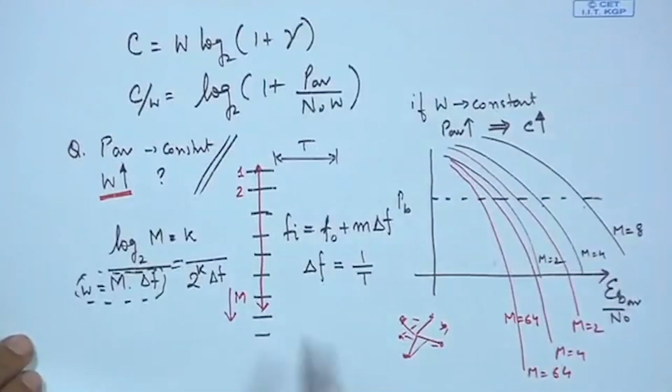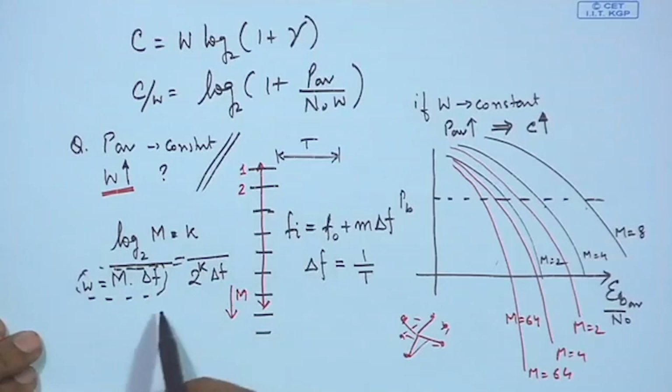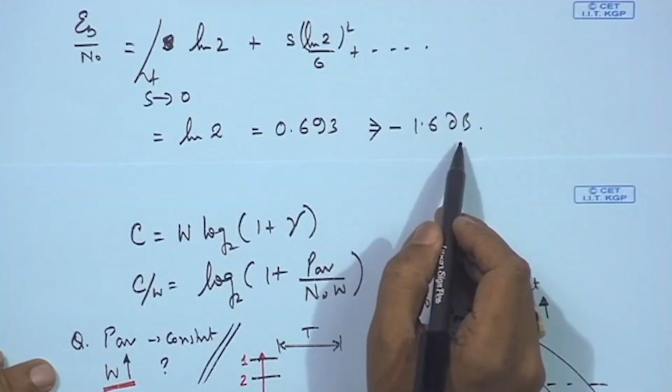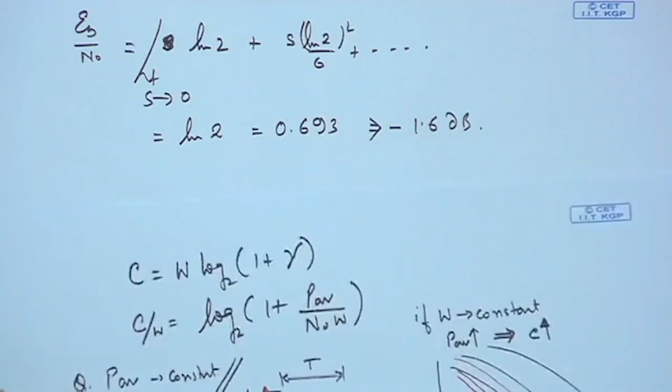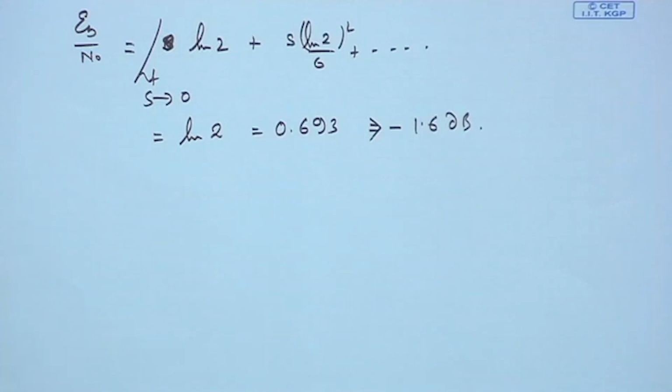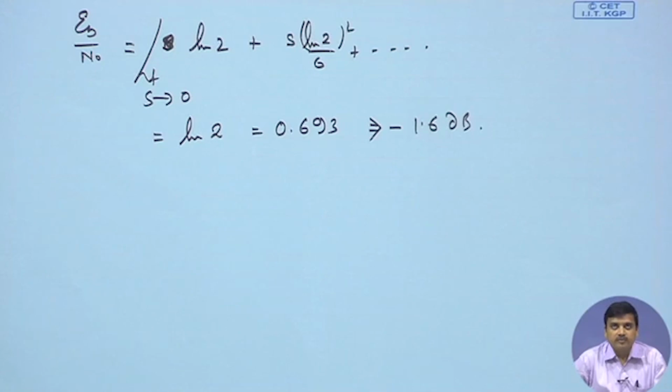When we did the union bound, from there also we realized that the minimum Eb by N naught that would be required is minus 1.6 dB. From this analysis also we see that the minimum Eb by N naught that can be reached when W tends to infinity is again minus 1.6 dB. So, that is the lower limit on Eb by N naught that one is required to maintain reliable communication in this kind of a communication system, that is a digital communication system.